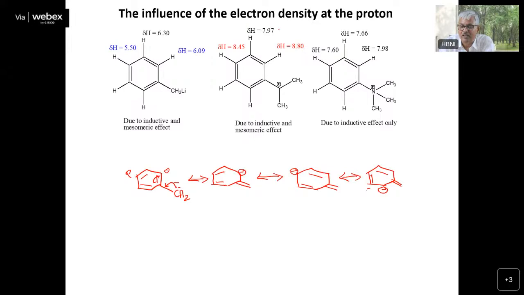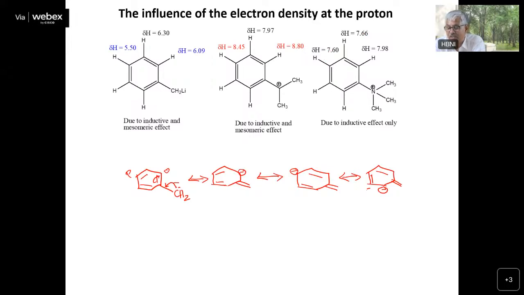This is due to the inductive effect. So you are seeing both the inductive effect as well as the resonance. But in case of this trimethyl anilinium salt, you see only the inductive effects. Almost all the protons are equally affected. See, this is 7.98, this is 7.66, this is 7.60.